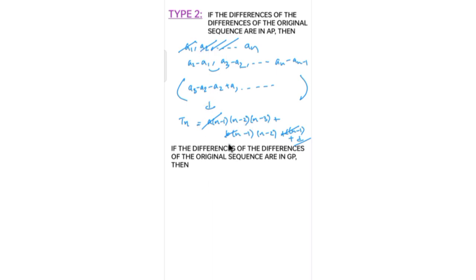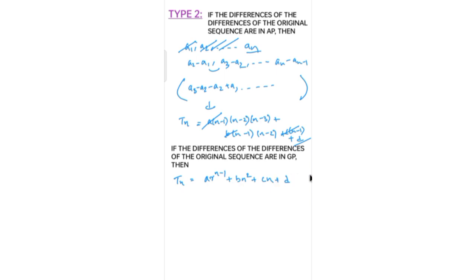So this is a formula when the second set of differences are in AP. Now if the second set of differences are in GP, then Tn is written as A into R power n minus 1 plus Bn square plus Cn plus D. So this is for the second set of differences in GP, and the Tn of the sequence can be found out in this way.